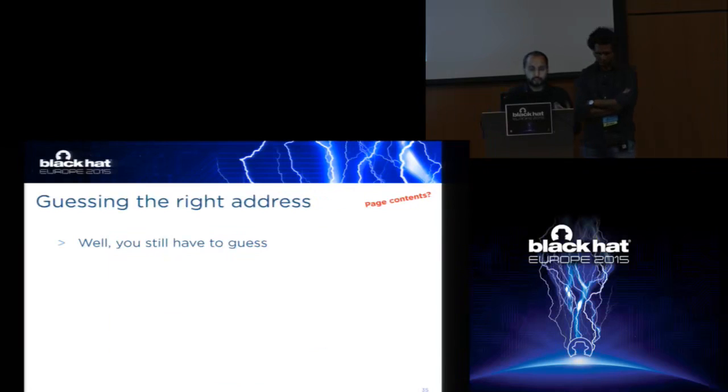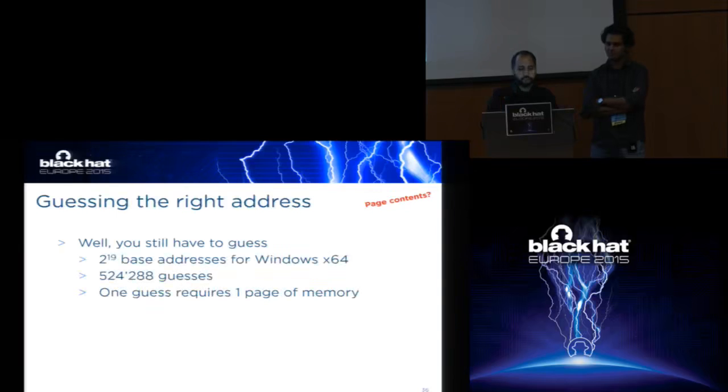So the attacker still has to actually guess that correct value. And the problem, of course, is we have 19 bits of entropy. So there are 2 to the power of 19 potential base addresses for a DLL in 64-bit Windows, which in the end are more than 500,000 guesses that the attacker would actually have to make. So one guess requires one page at a time, and if the attacker does that one after each other, well, the attack is not that feasible then.